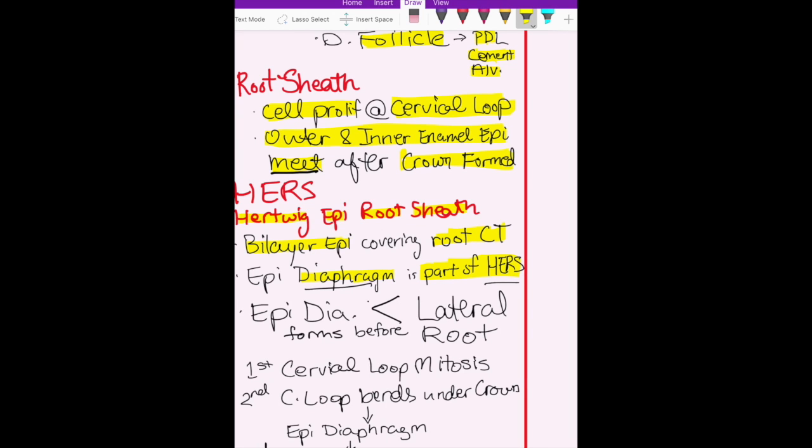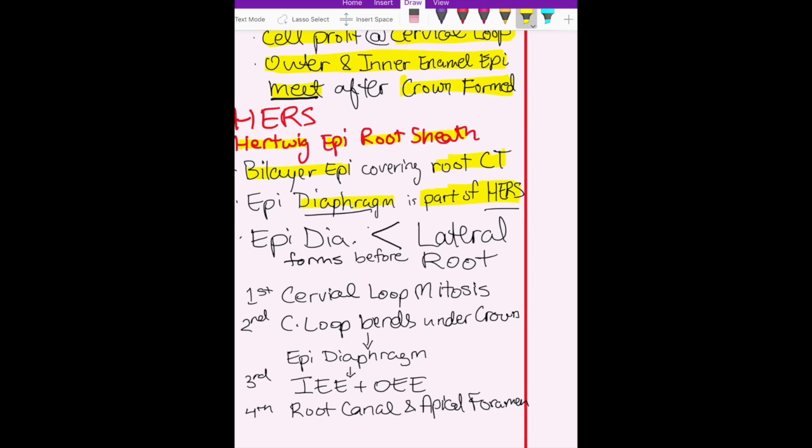So how does it form? We know that the epithelial diaphragm, which is the most apex region, has to form before the lateral walls or the lateral component of the root. This might be an odd concept, but we would assume that it forms from top down. You would assume the lateral component forms into the epithelial diaphragm, but it's actually that the epithelial diaphragm forms before the lateral root. So what are the steps of forming this epithelial diaphragm?